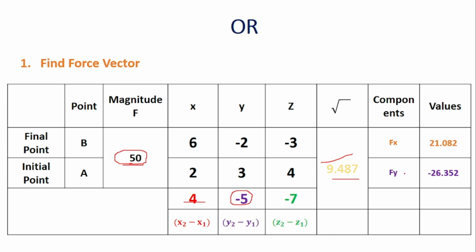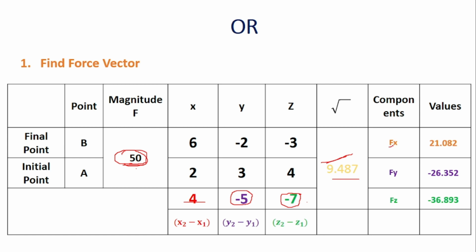26.352. Then the value of Fz is equal to magnitude into (z2 minus z1), that is minus 7, divided by 9.487. So this will give you the value of Fz, that is minus 36.893. The equation will be 50 into minus 7 divided by 9.487. So in this way, by using this table itself, you can attach this additional part to the previous table to find directly the components Fx, Fy, Fz.